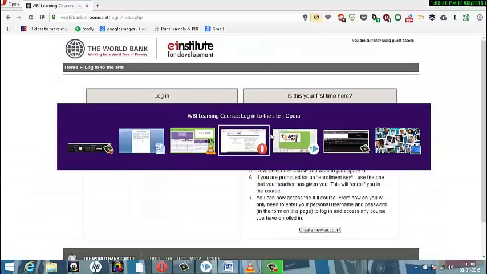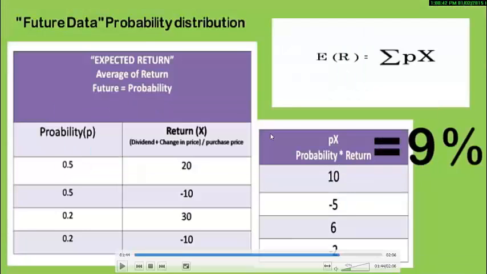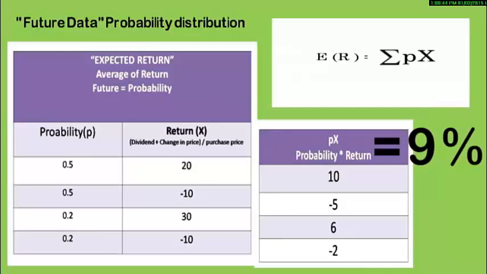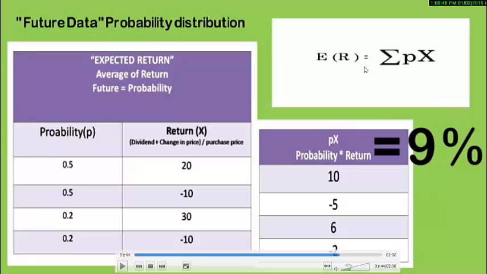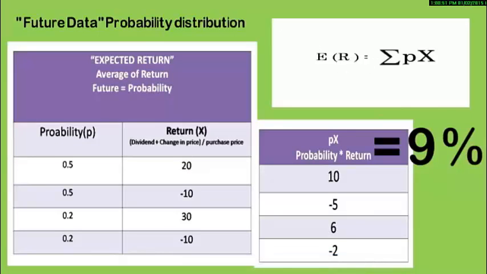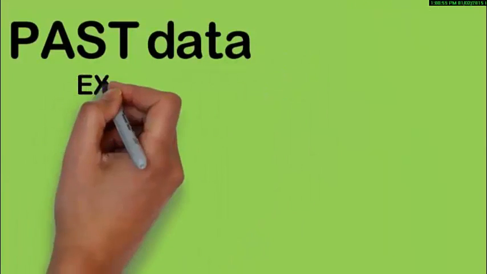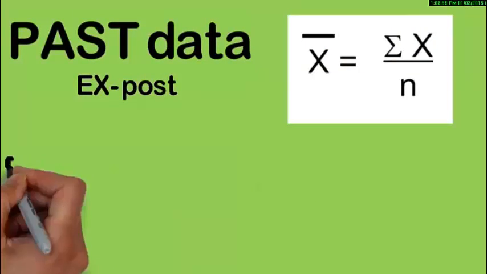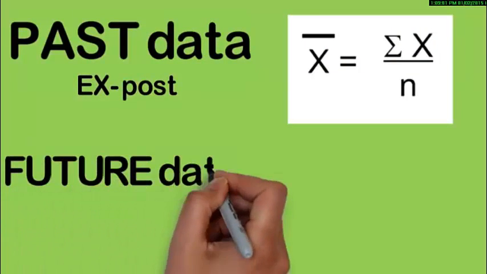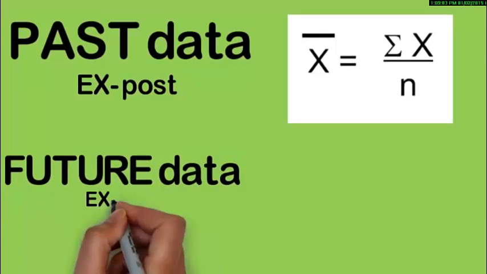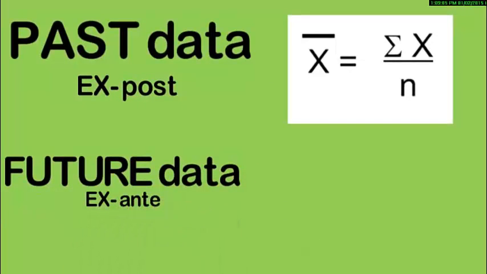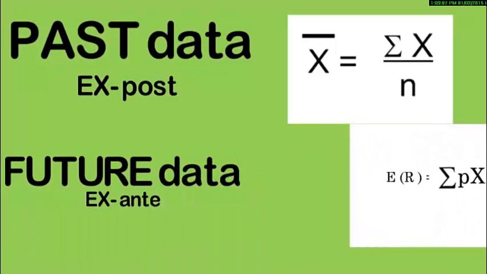So here we can say that when the probability distribution is given, the expected return is summation px. So whenever we are calculating using past data, it is the mean, that is summation x divided by n, and whenever it is future data, the formula is summation px. Thank you.